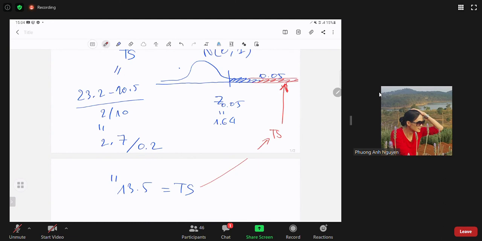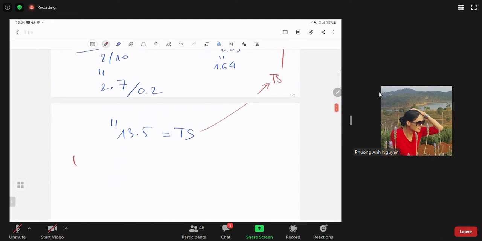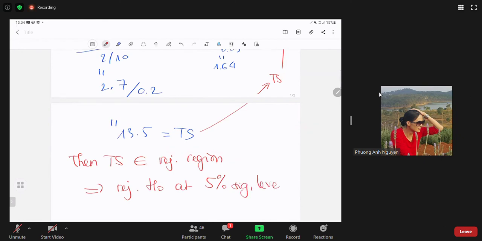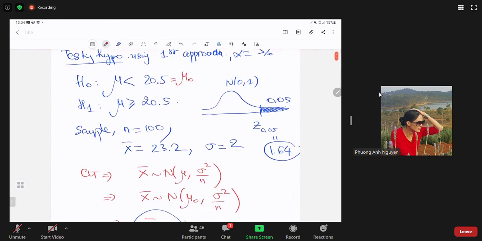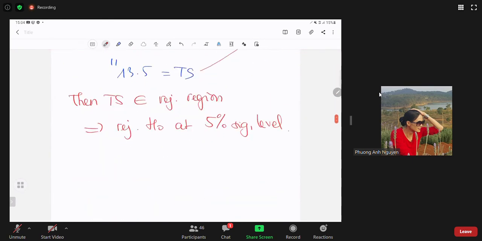Okay, so clearly you can say that TS now belongs to the rejection region. I can reject H0 at the 5% significance level. Is that okay? I hope that everything is fine. I think that is the most common way of testing hypotheses that you know up to now.